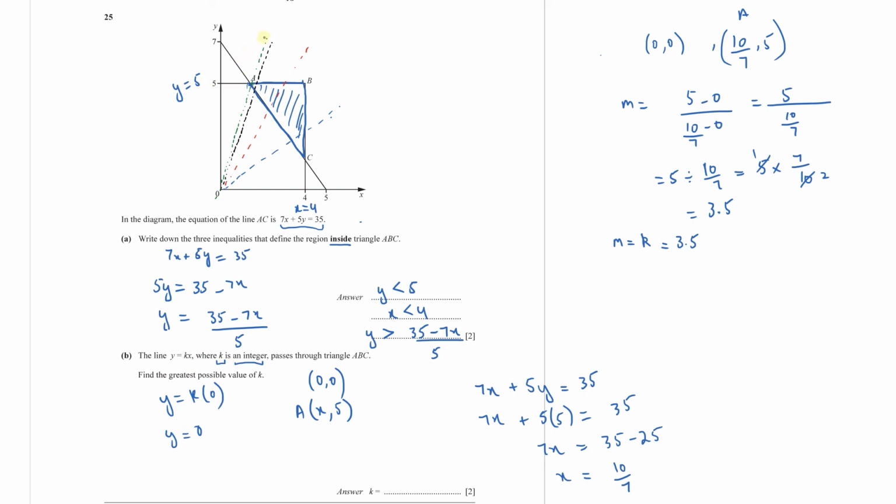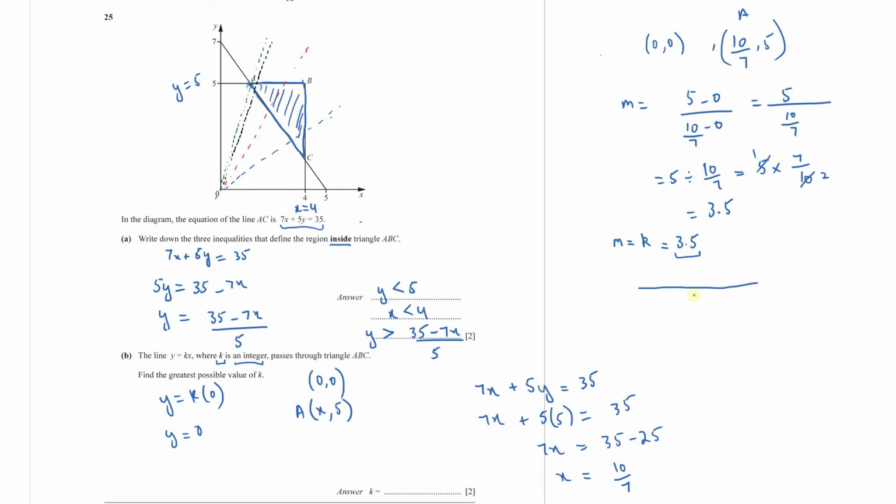I know that the value of k for this green line is 3.5 that we have calculated. So I have to decrease it slightly. I have to decrease the slope. If I move from this green line to this black line, I'm actually decreasing the gradient, right? And I'm making sure my line passes through the triangle as well. So what is the greatest possible value of k? It should be any integer less than 3.5. So what's the greatest integer less than 3.5?